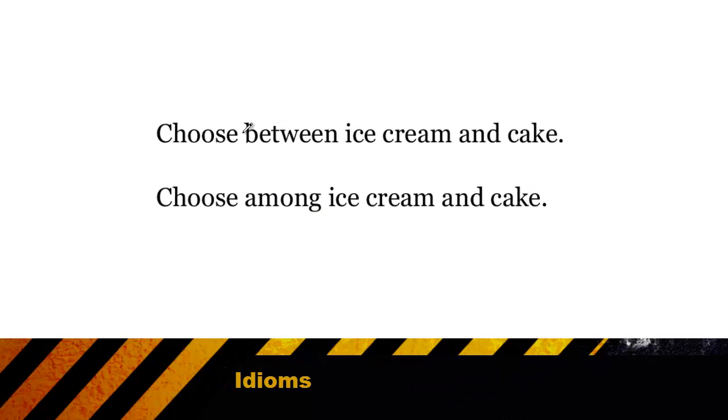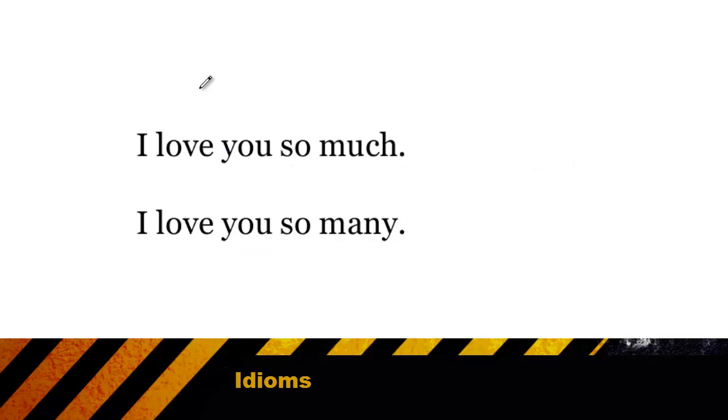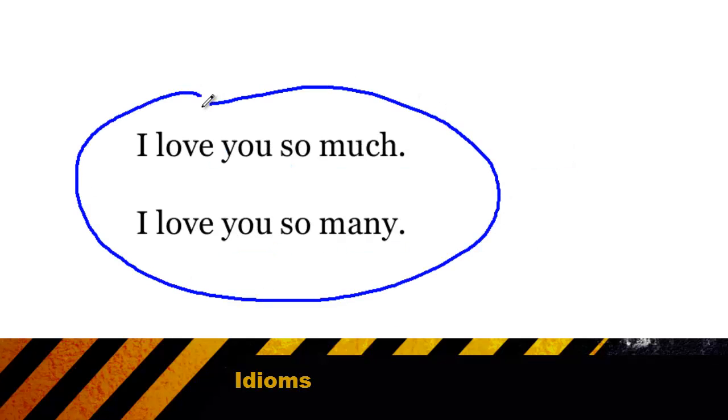When I asked you to figure out the difference between choosing between ice cream and cake, or choosing among ice cream and cake, even if you didn't know the exact rule, just by living in an English-speaking country, you could get the idea that "between" means you're choosing one and not both, and "among" you get more than one choice. And we did the exact same thing with "I love you so much" and "I love you so many." So if you come across an idiom and you're not sure what the correct version is, simply create dramatically shorter and simpler sentences, and then choose the answer that seems right to your ear.